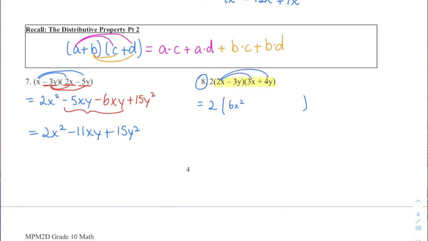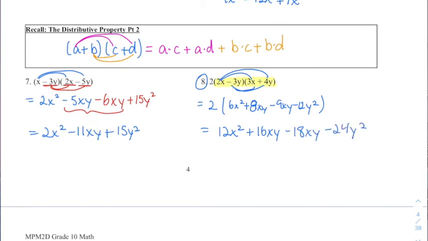6x squared plus 8xy minus 9xy minus 12y squared. All right, so now we can distribute the 2, which is much easier than doing it first. So we've got 12x squared plus 16xy minus 18xy minus 24y squared. Okay, we've got like terms here.